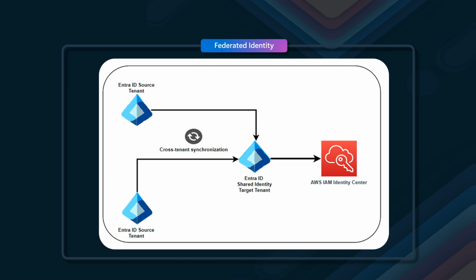Finally, the consolidated identity information is integrated into the AWS IAM Identity Center. This integration allows users to access AWS resources seamlessly using their federated Entra ID credentials. This arrow from the Entra ID shared identity tenant to the AWS IAM Identity Center illustrates the target linkage.